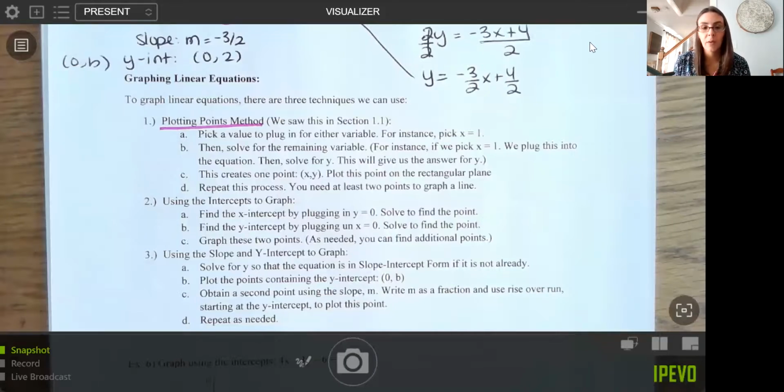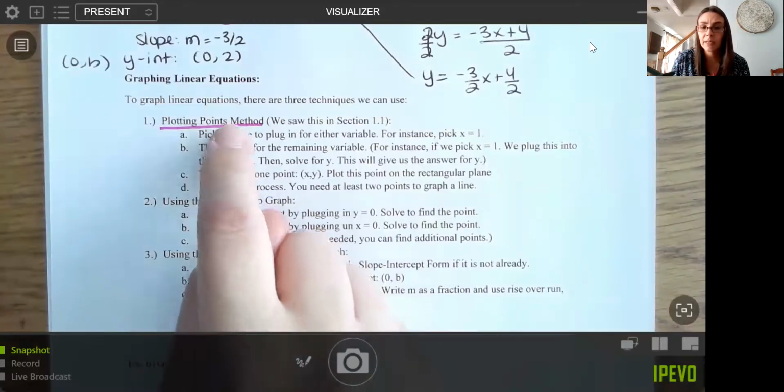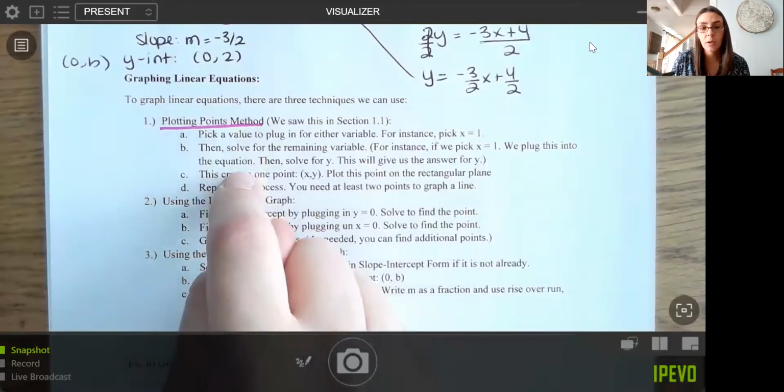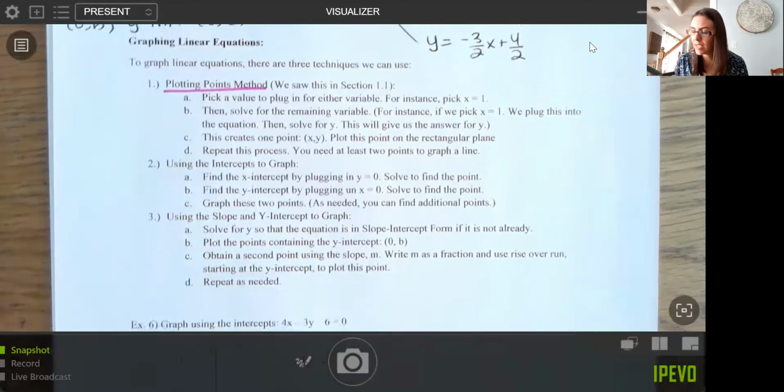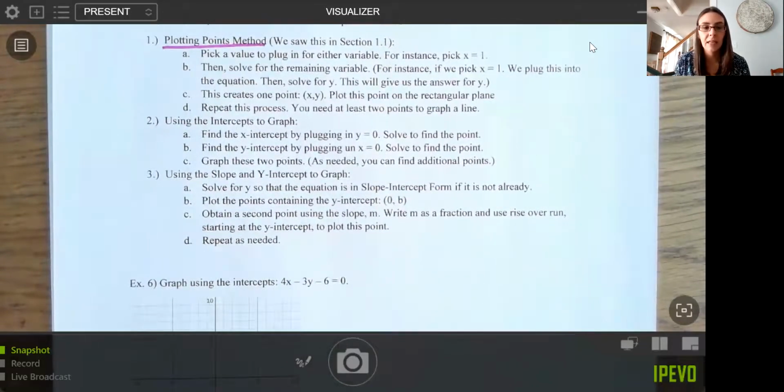Now, for the two new methods I want to talk about today, I'm not going to go into detail on plotting points in this video because we've already done it. If you need to review this, go back to section 1.1 and review the basics of graphing and plugging in values. The ones I'm going to focus on today are the intercepts method and graphing using slope and the y-intercept, so using the mx plus b form. We'll do the intercepts method first.